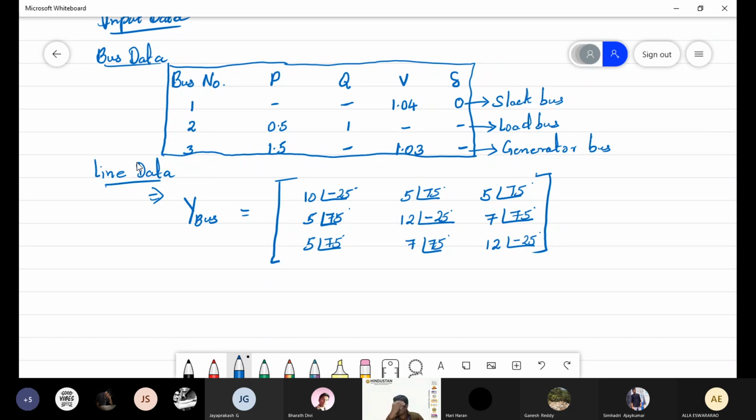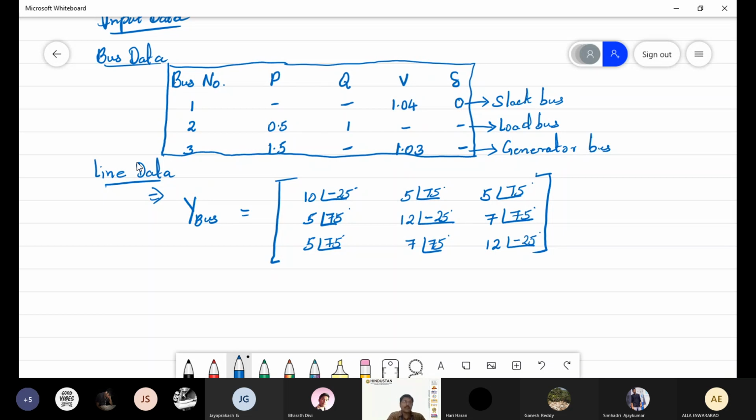Since you know how to form the Y bus, I have directly given the Y bus, right? Because already in unit 1 you saw that we form the Y bus by two methods. One is the inspection method and another one is the singular transformation method, right? Both the methods you have seen. And in unit 2 also, while solving the Gauss-Seidel method, we did the solution for the Y bus, right? Because that is the first part.